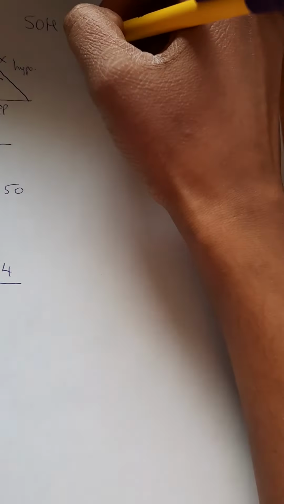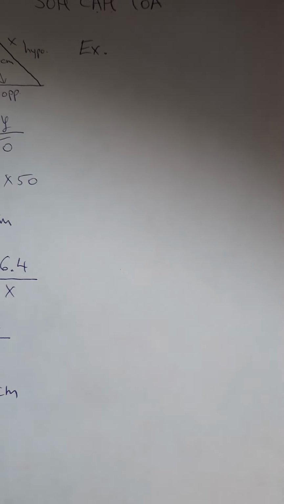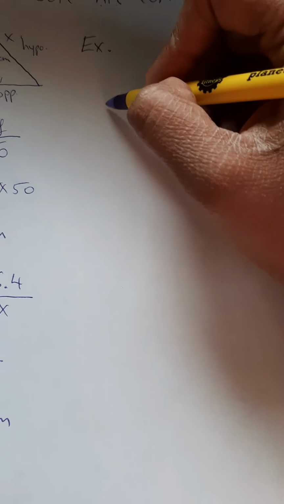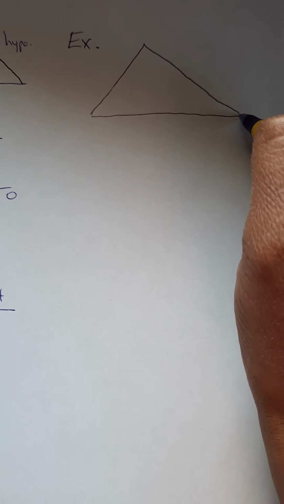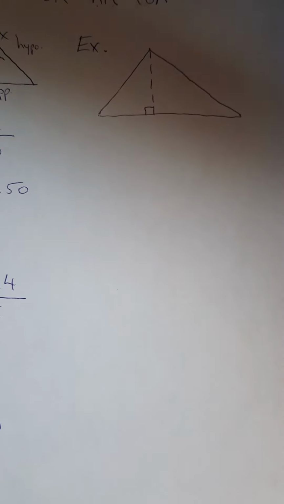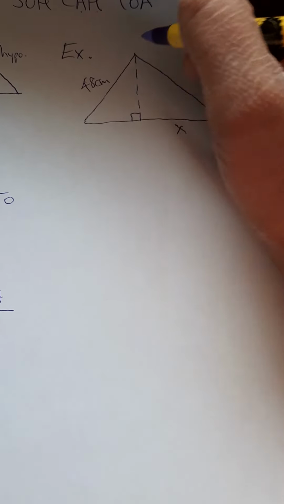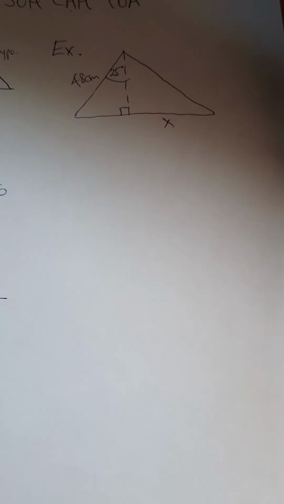Okay, so let's do it on this side right here. I'm going to draw out the triangle here, and we're going to solve for it. Okay, so let's try this one. The triangle looks kind of similar here. It's a right angle there. The x value is going to be on the bottom. This side is 48 centimeters, 25 degrees. And on the other side, this is 59 degrees.